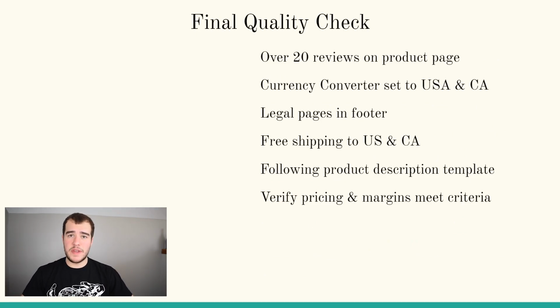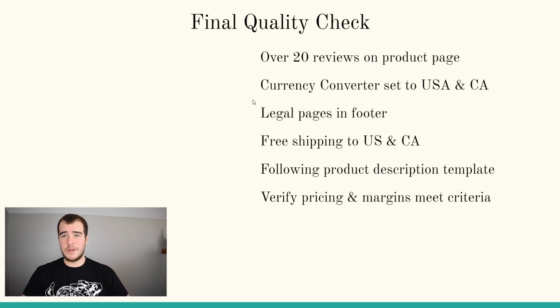So let's run through the final quality check to make sure that everything is running properly and you have everything set up good. Number 1 thing, have over 20 reviews on your product page. Number 2 thing, have your currency converter set to United States and Canada. And another thing, make sure that it's automated. Make sure that it switches based on the IP address so that they don't have to manually do it. This is part of TikTok ads policy. It is not a preference.